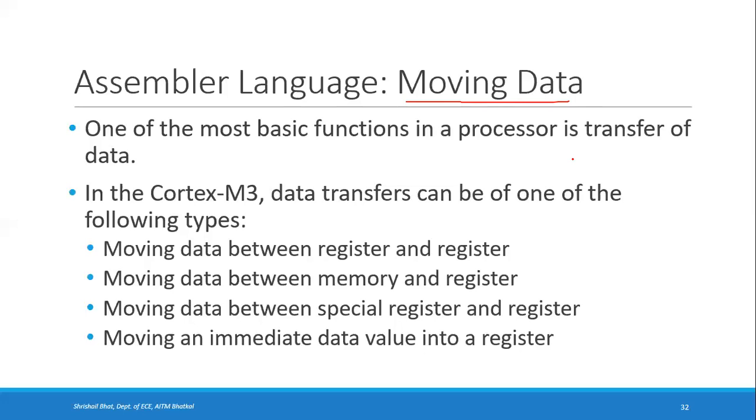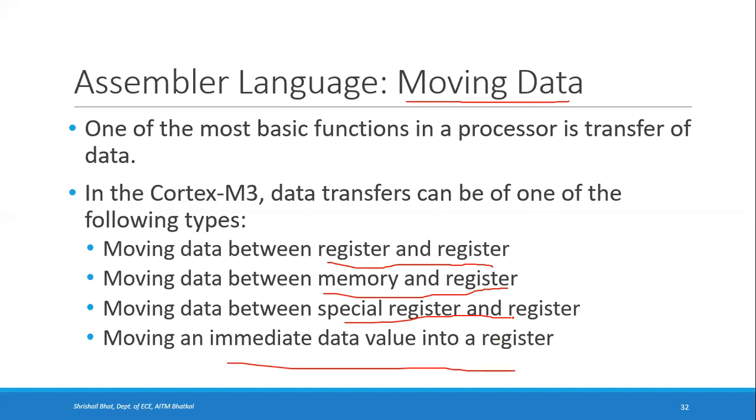The data transfer can happen between registers, that means from one register to another register, or it can be between memory and a register, right? From memory location to a register, or register to memory location. Or it can be between special register and register, so from a special register to register, or register to special register. Or it can also be an immediate data value into a register. So there are four types of data transfer: register to register, memory and register, special register and register, and immediate data into the register. Based on the different types of data transfer, there are different instructions for each of them.